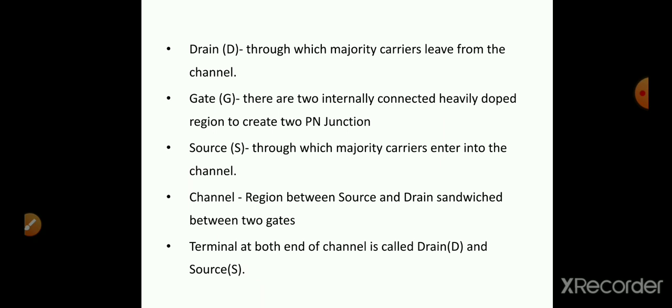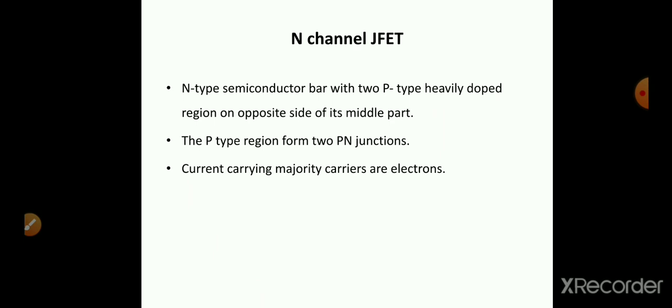And next one is the channel. Channel is a region between source and drain and is sandwiched between two gates. The terminals at both ends of the channel are called drain and source. In an N-channel JFET, there is an N-type semiconductor bar with two heavily doped P-type regions on opposite sides of the middle part. The two P-type regions form two PN junctions, and in an N-channel JFET, the current carrying is mainly due to majority carriers. Here the majority carriers are electrons.